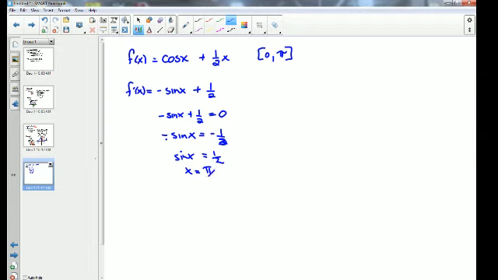Nope. I tricked you. Bamboozle. So Montana's right. 30 degrees, pi over 6. Wait, why is it 30 degrees? Because that's where the sine is root 3 over 2.